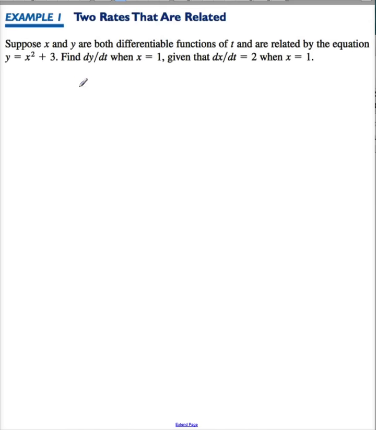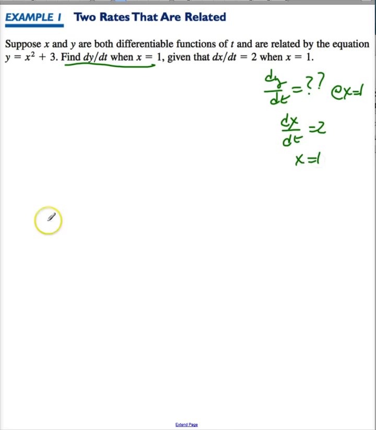Suppose x and y are both differentiable functions of t and are related by the equation y equals x squared plus 3. Find dy/dt. So this is what I'm looking for: dy/dt is equal to what when x equals 1, given that dx/dt is 2 when x equals 1. So this is what we're given, and this is our unknown. Not really a picture to draw.